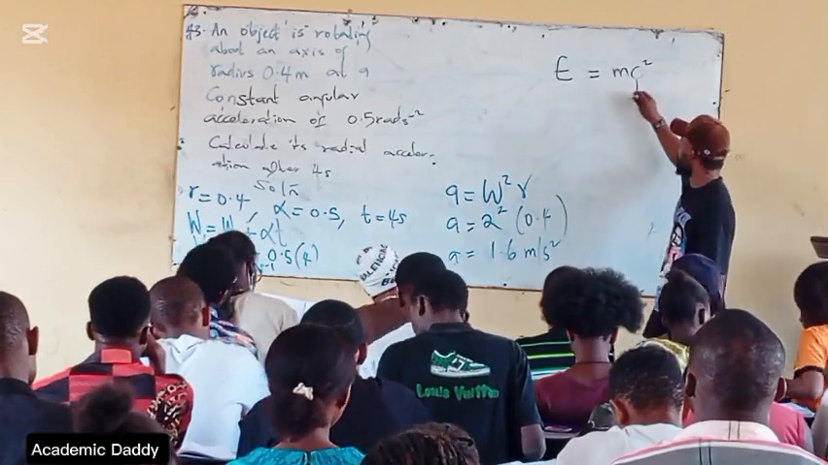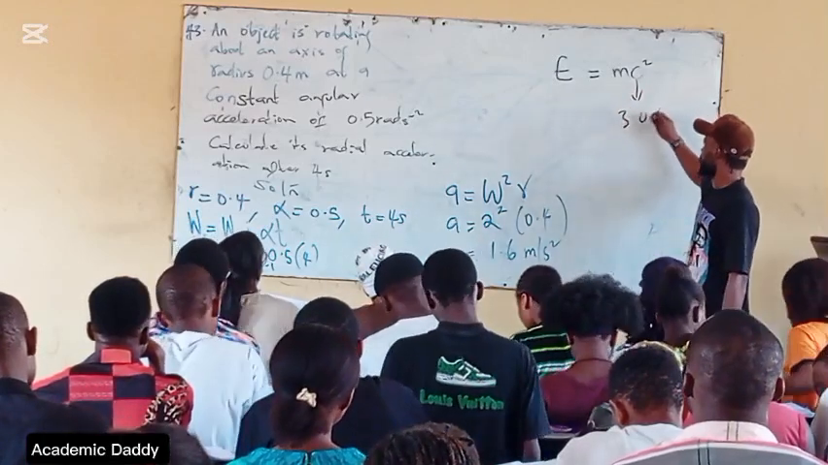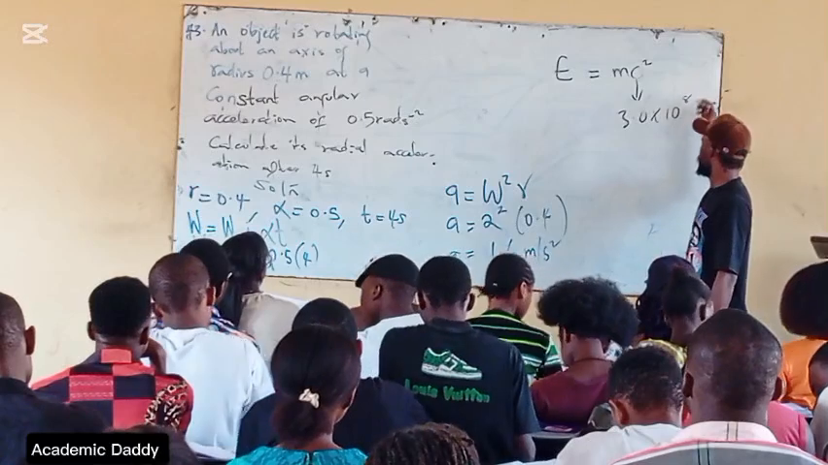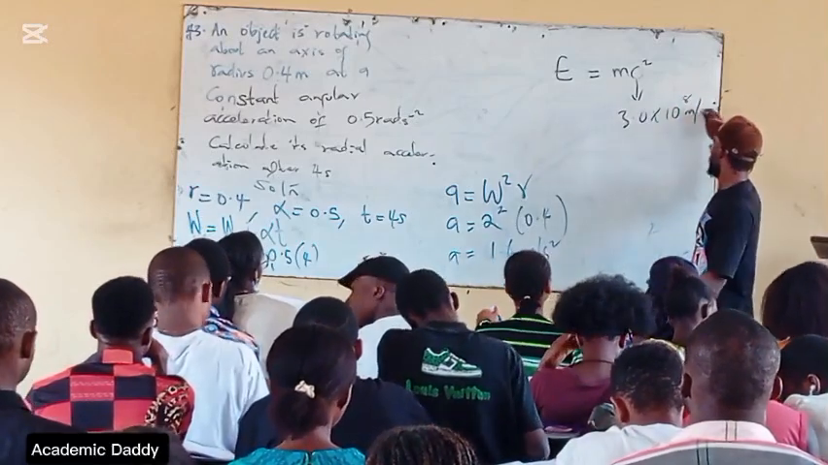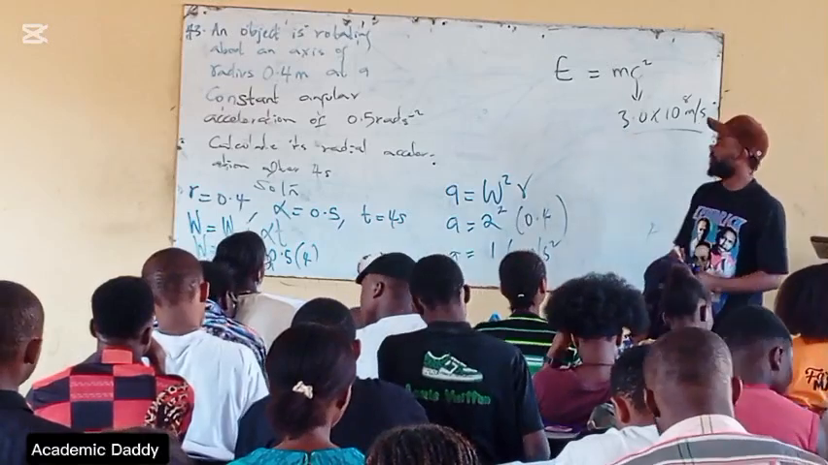Alright, it's given like this. And we know that this one is equal to what? Remember, c is the speed of light. So you need to know this. I am giving the next one.